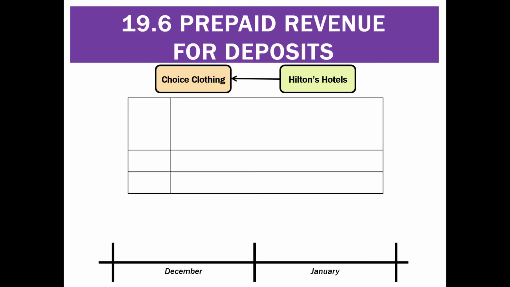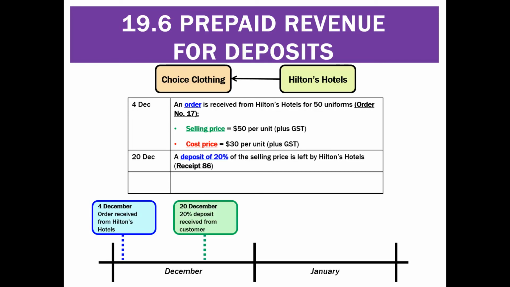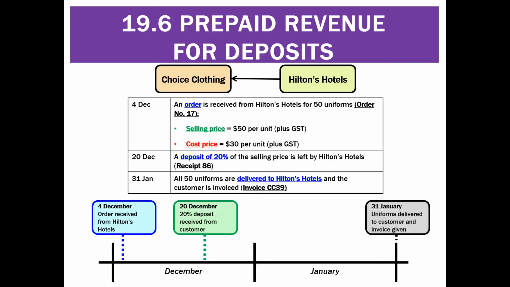The procedure here is we have on the 4th of December the order. On the 20th of December, the customer is going to leave a 20% deposit. They're not going to get any uniforms at that date. They will eventually get them though at the end of January. So that's the chain of events.